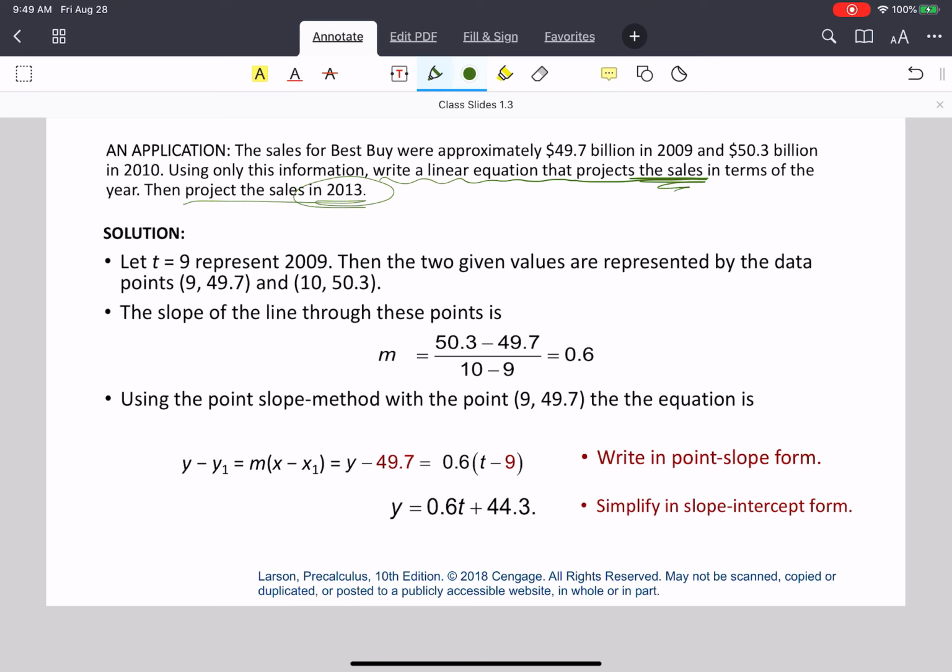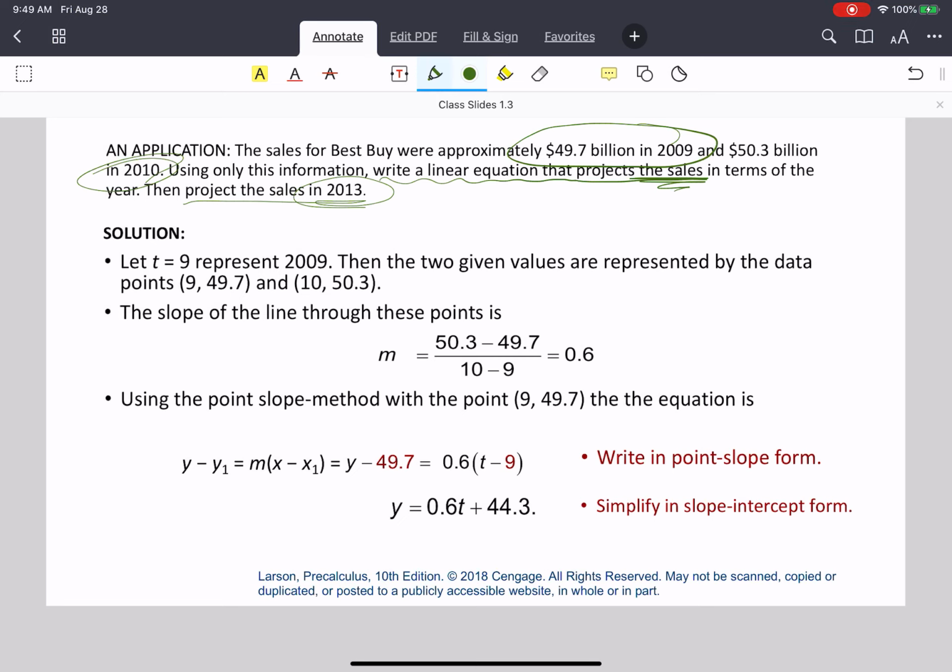So what we need to do is come up with an equation that represents sales, and we're going to use this equation to project sales in 2013, because all we know is the sales in 2009 and sales in 2010. So we have two reference points. Using just the two data points, we will be able to find an equation because we have the tools for that. We just learned how to find equations and how to find slopes, and that'll be extremely useful.